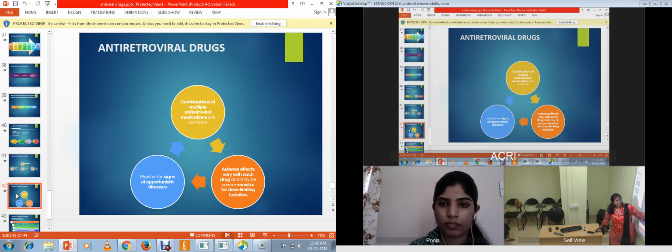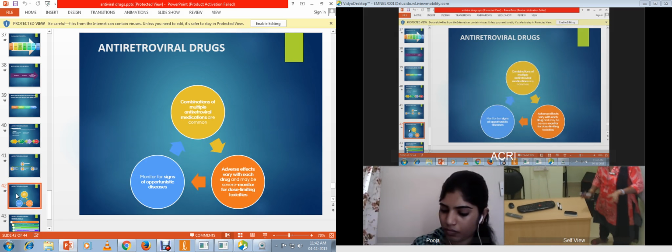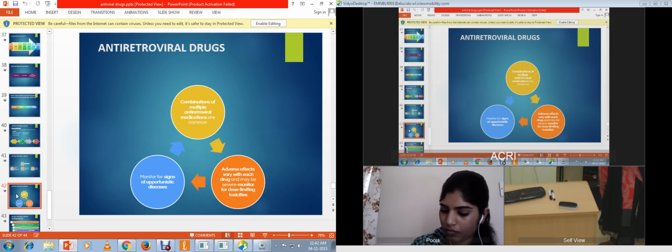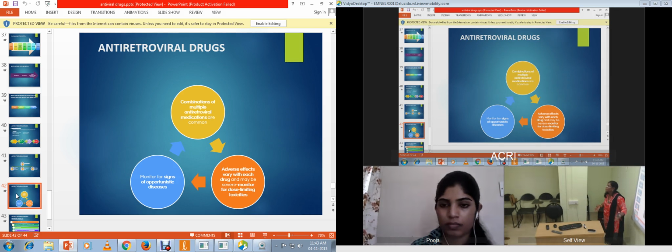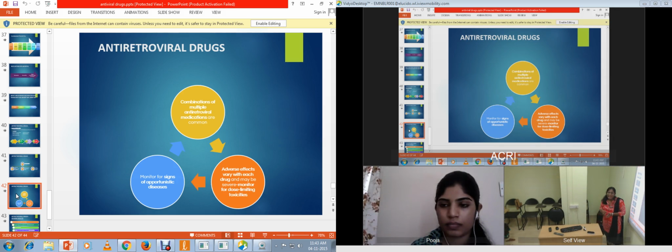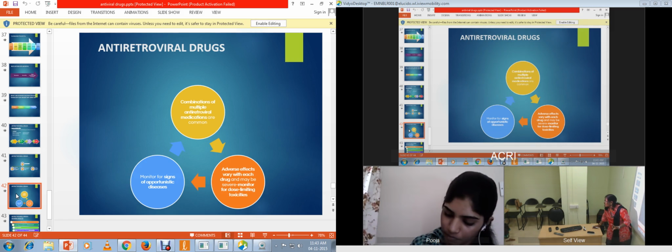Combination of multiple antiretroviral medications, so we go for synergism treatment. Synergism is nothing but a combination; yesterday we saw proton pump inhibitor with histamine antagonist. Similarly, here also you go for synergism. You combine 2-3 drugs to inhibit this retrovirus. You need to monitor the signs for any opportunistic disease, whether they get any other disease along with that.